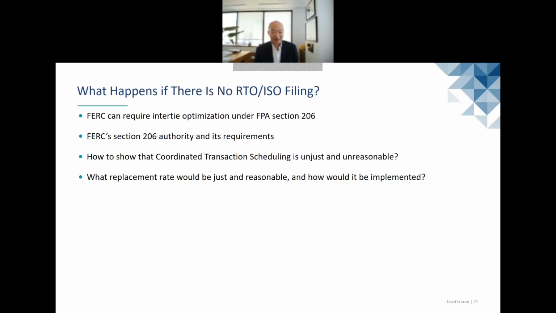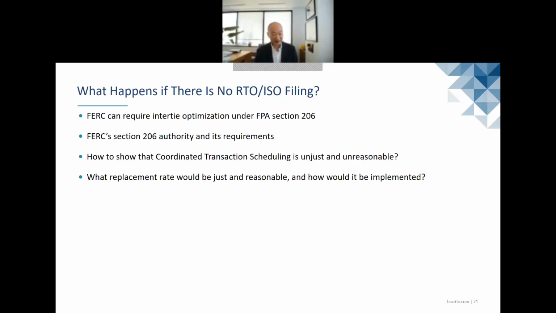The more interesting case is this one. What happens if the RTO's ISOs do not make a filing? Here we believe that FERC could require intertie optimization through the exercise of its authority under Section 206 of the FPA. Section 206 of the FPA requires FERC or a complainant to show that the existing rate is unjust and unreasonable, and that the replacement rate, in contrast, is just and reasonable. So the question here would be, how would you show that CTS is not just and reasonable, and that intertie optimization is just and reasonable?